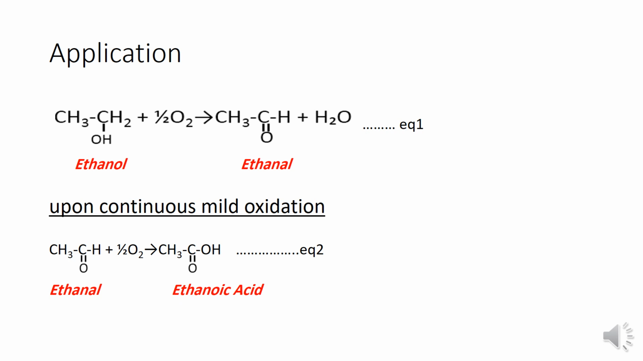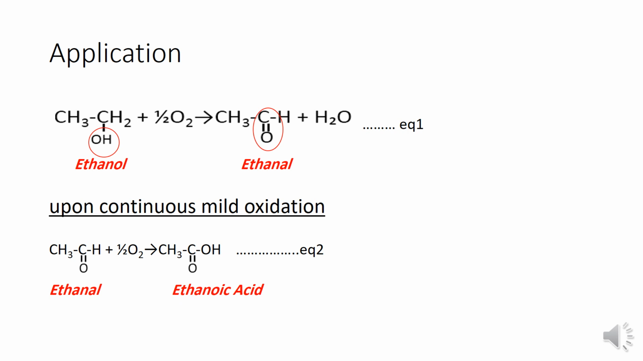The product will be aldehyde, where you have the C double bond O on the first carbon atom. So the OH, the functional group of the alcohol, will become C double bond O, which is the functional group of aldehyde. And since here it is on the first carbon atom, we call it aldehyde.